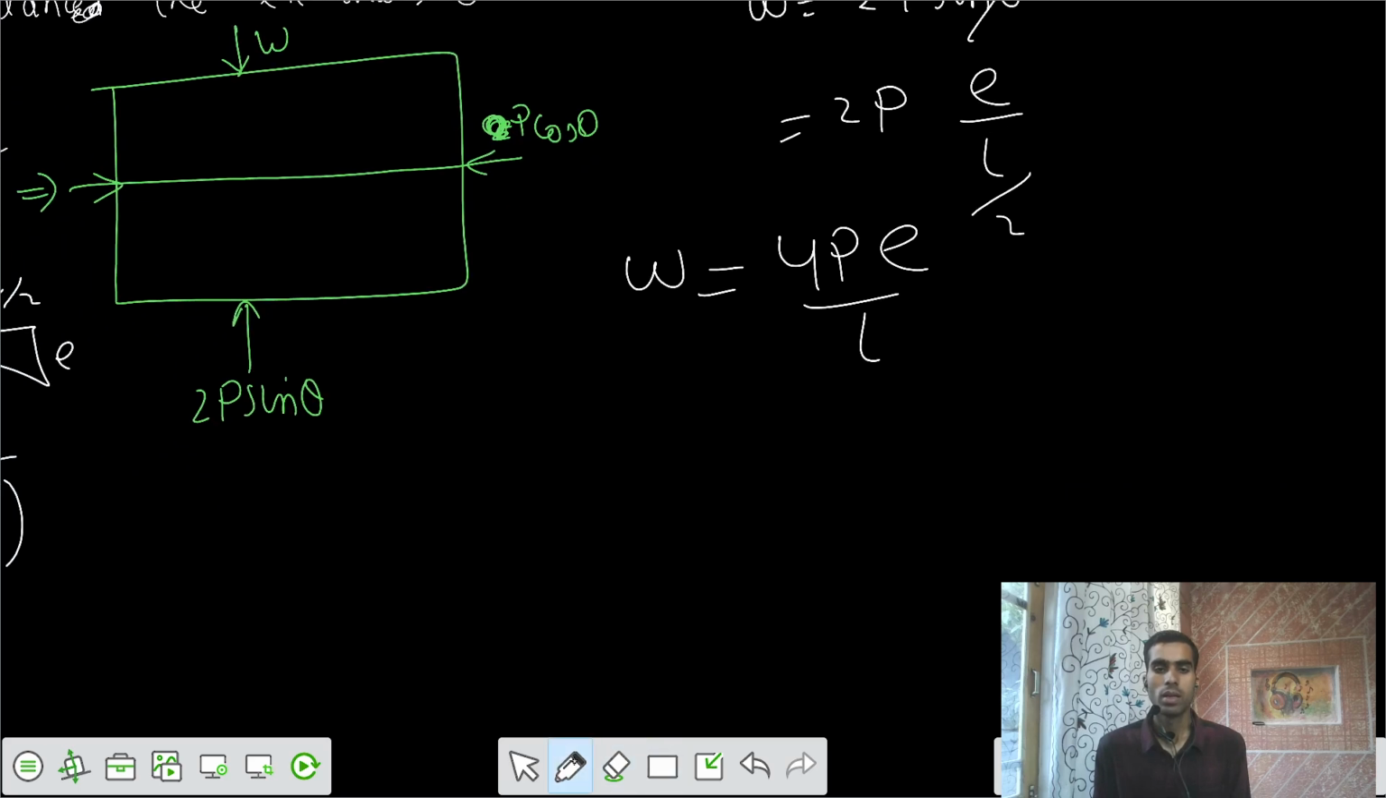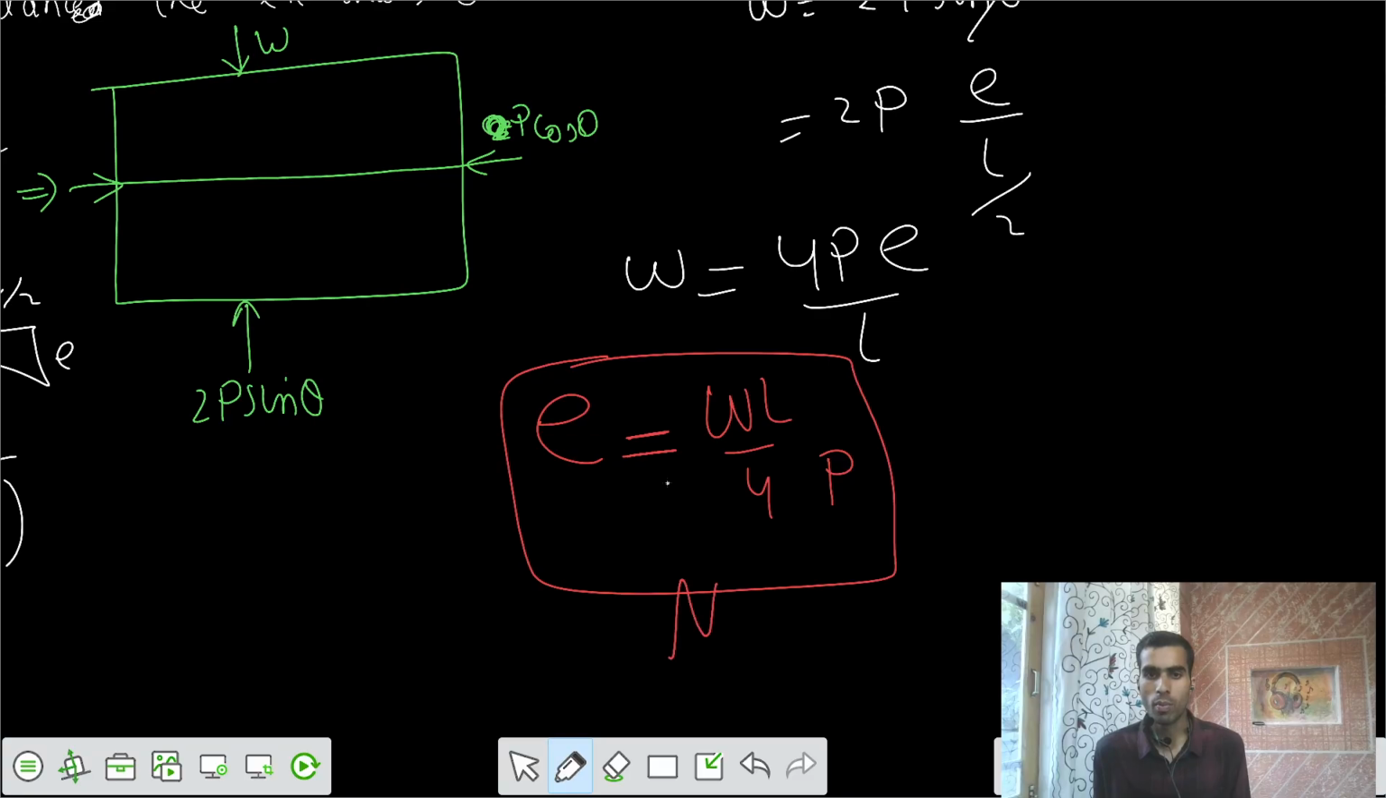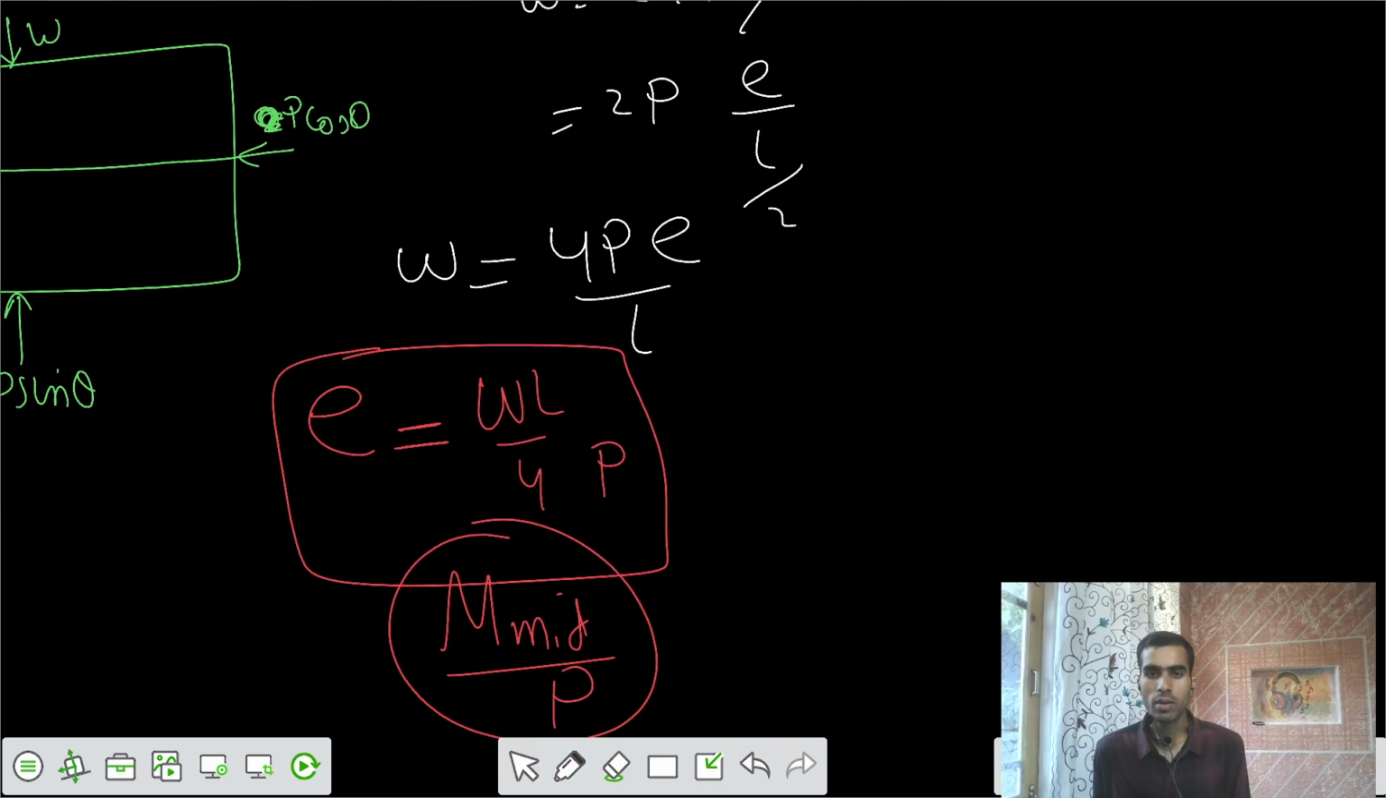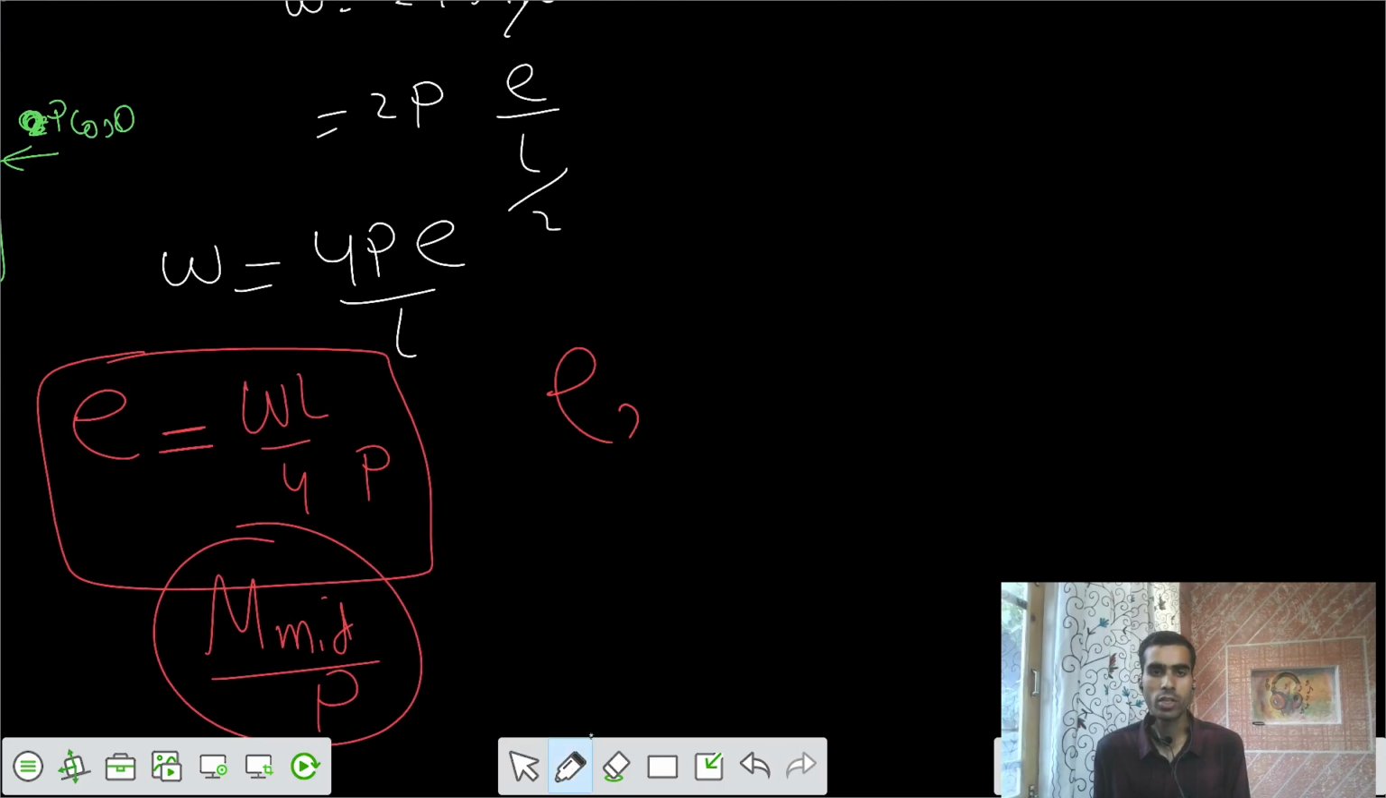So that means the eccentricity at the midspan is equal to WL by 4 divided by the prestress force of P. So this is actually moment at the midspan divided by prestress force of P. So similarly, if I want to say what is the eccentricity at any location X, I would say moment at that location X divided by P.